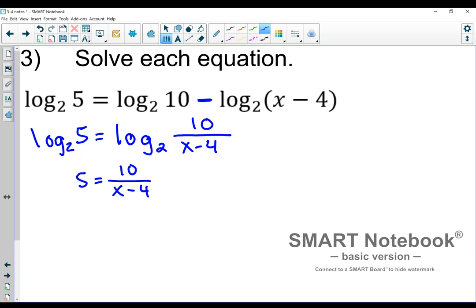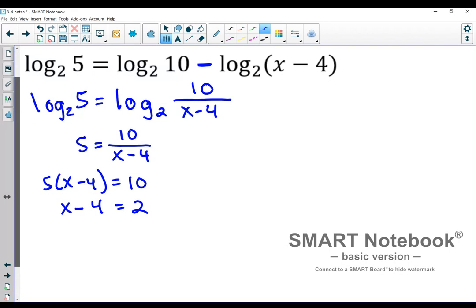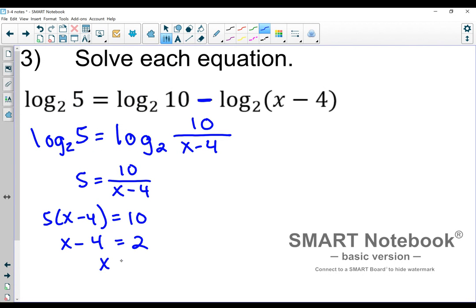If they have the same base on both sides, you can set the arguments equal. If the log bases like this are equal, we can take what we're doing the logs of and set them equal. I would multiply both sides by x minus 4, and then probably just divide by 5. I could distribute 5, but dividing seems easier to me either way. So x minus 4 is 2, and then we're going to add 4. And so x is equal to 6.